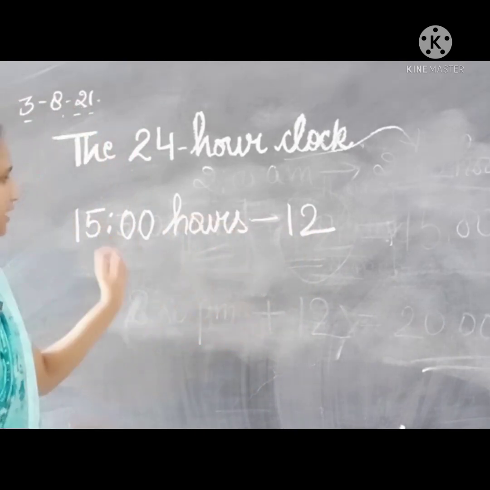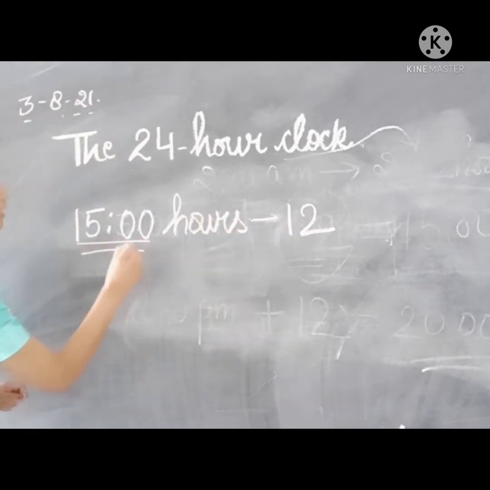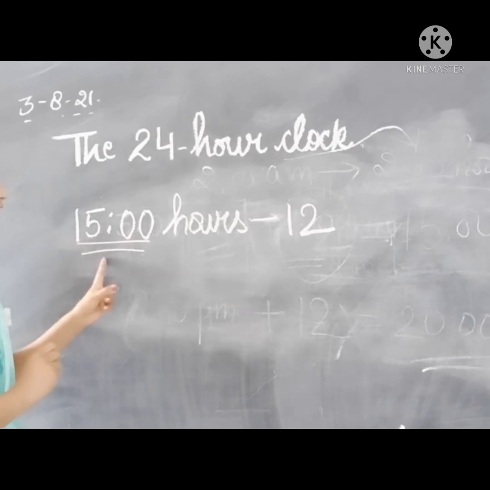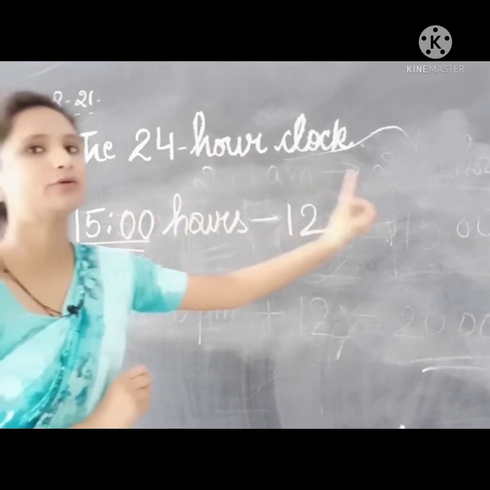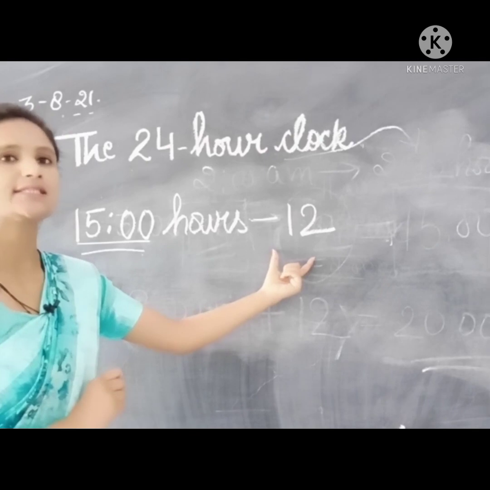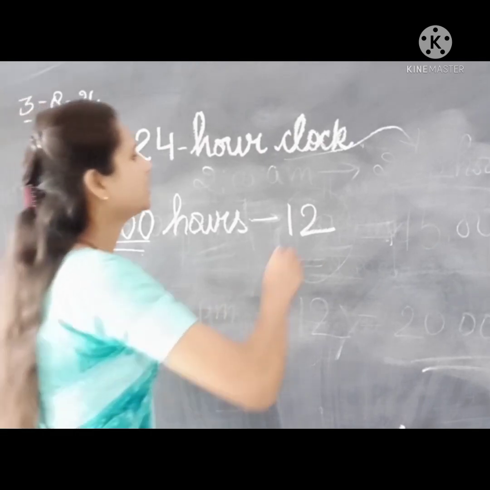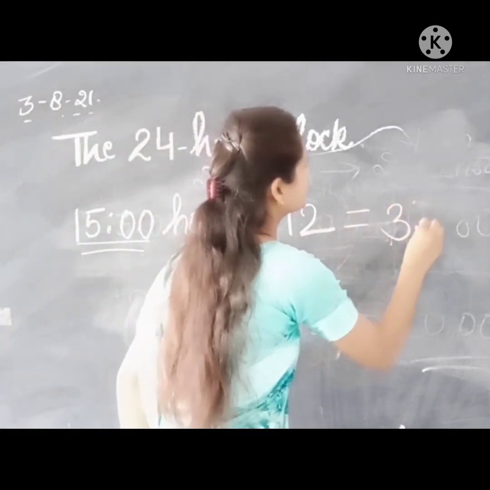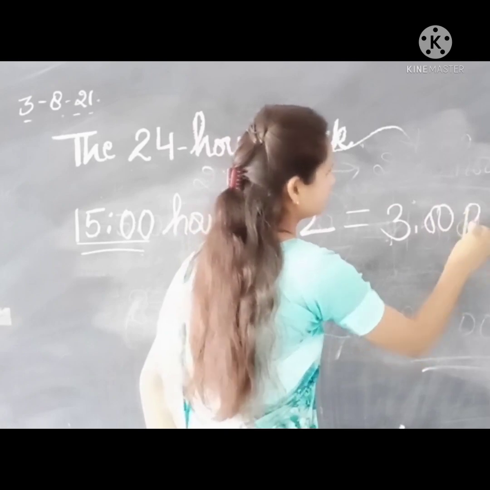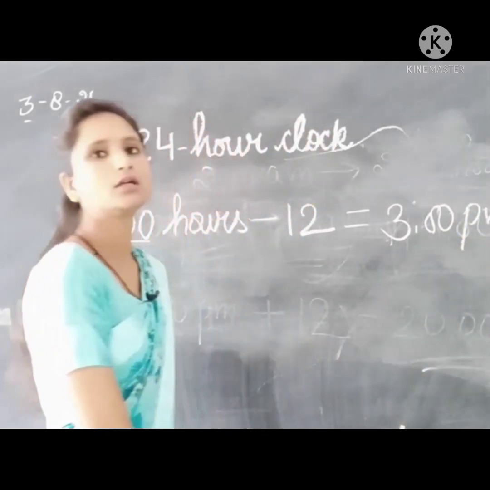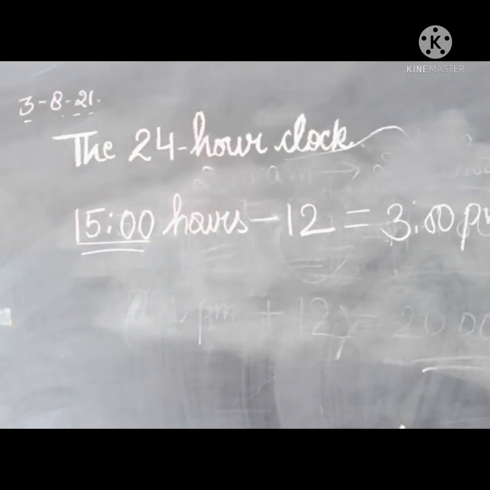And if we have 15, it is in 24-hour clock, we have to convert it into 12-hour clock, so we have to subtract 12 from it. Then it will be converted to 12-hour clock. Now similarly we can take another example.